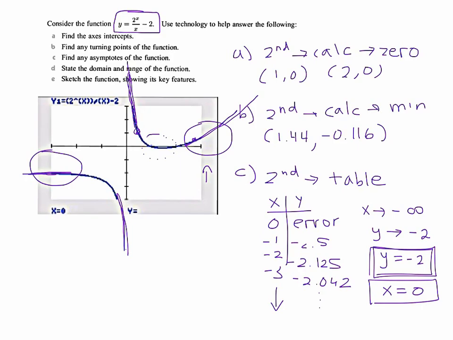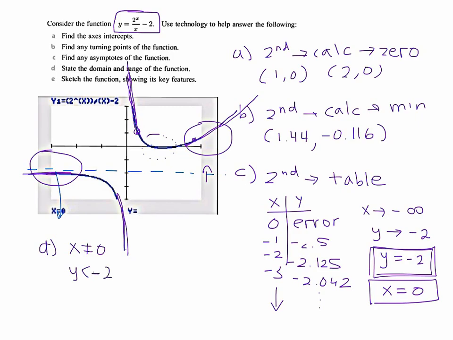So when it says state the domain and range of the function, that's an easy one. After we find out the asymptotes, the domain is going to be all real numbers except at 0. And for the range, we're going to have all real numbers except -2. That would be a huge mistake, because at -2, we know that everything exists below -2. So it's okay to say y has to be all less than -2.